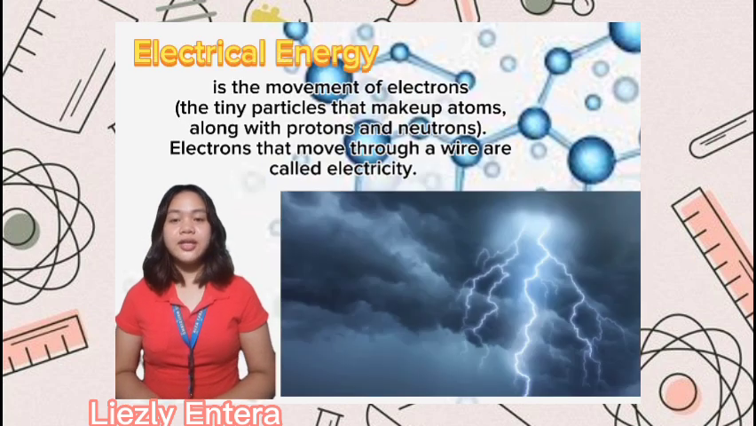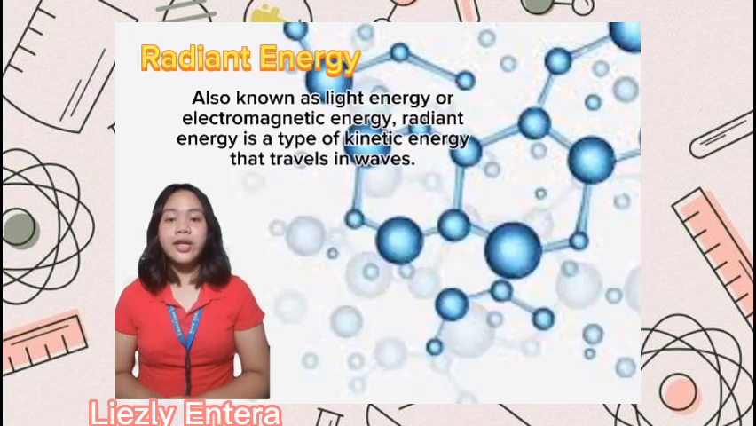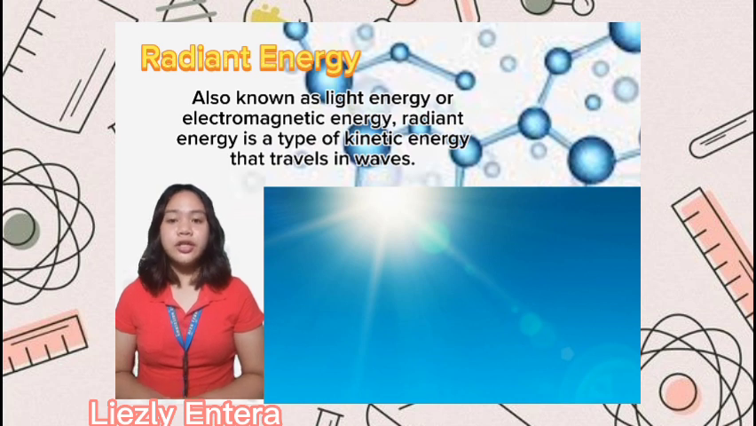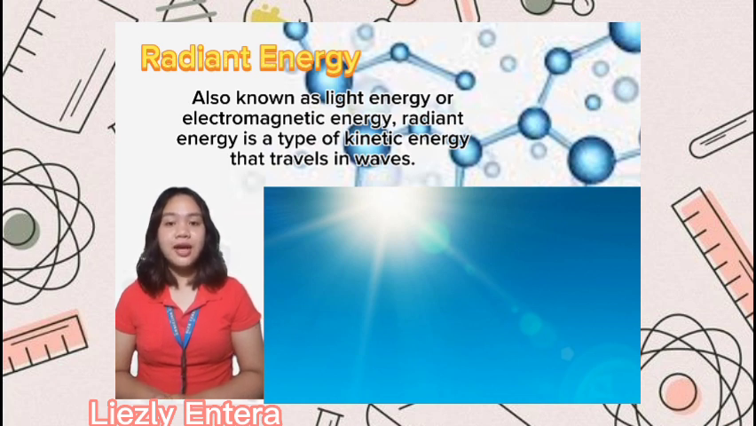Electrical energy. Electrical energy is the movement of electrons, the tiny particles that make up atoms, along with the protons and neutrons. Electrons that move through a wire are called electricity. Lightning is another example of electrical energy. Radiant energy. Radiant energy, also known as light energy or electromagnetic energy, is a type of kinetic energy that travels in waves. Examples include the energy from the sun, X-rays, and radio waves.